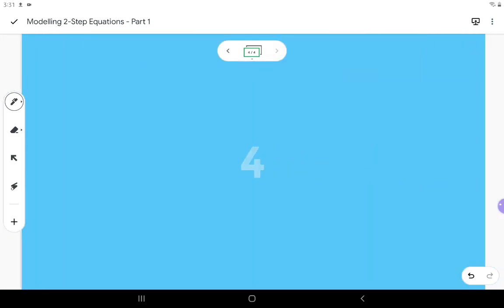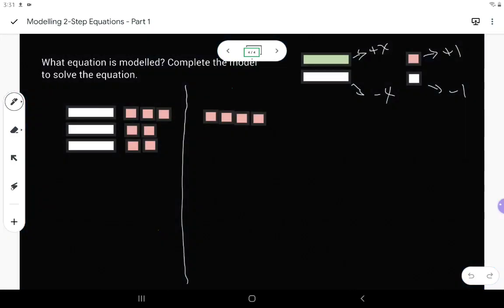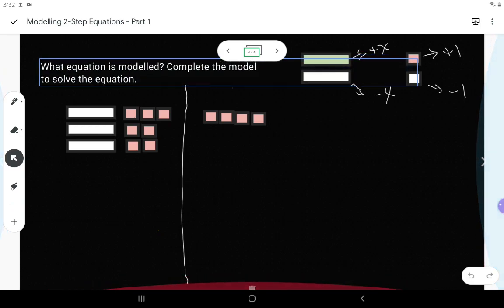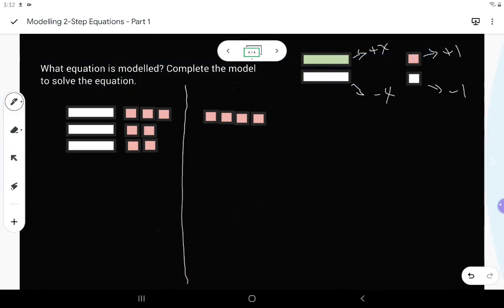Okay? There's one more here that I want you to look at. It says, what equation is being modeled? Complete the model to solve the equation. So it would be a good idea for you to pause the video now, see if you can figure out what the equation is that's being modeled, and then try to complete the equation. So I'll give you a second and let you pause the video.